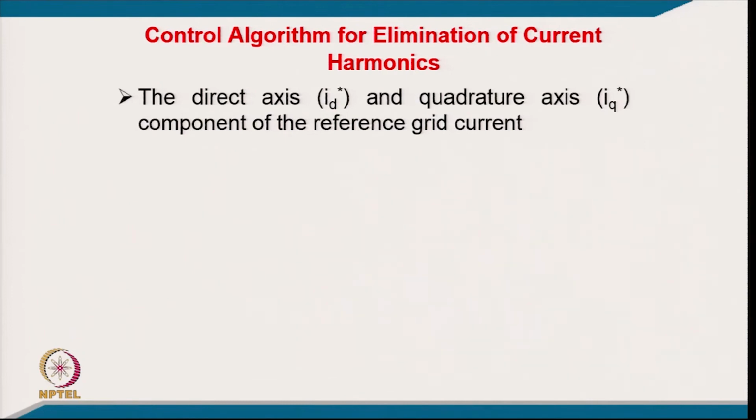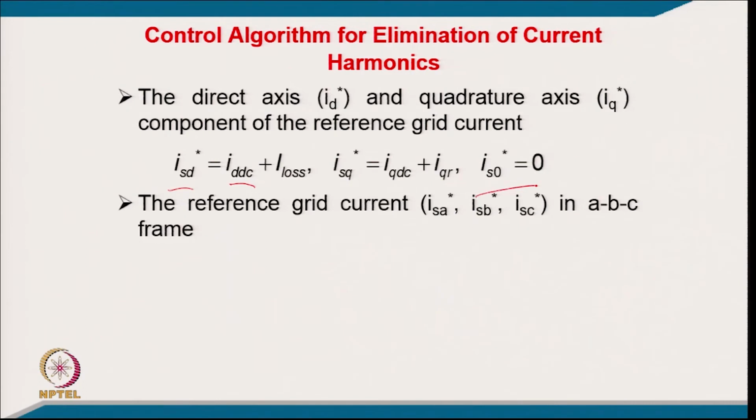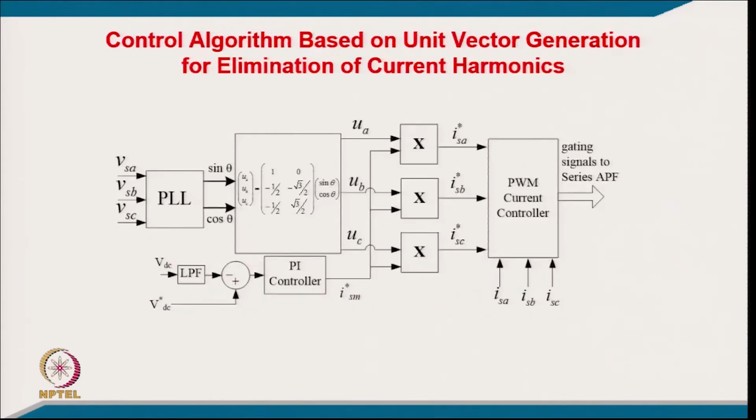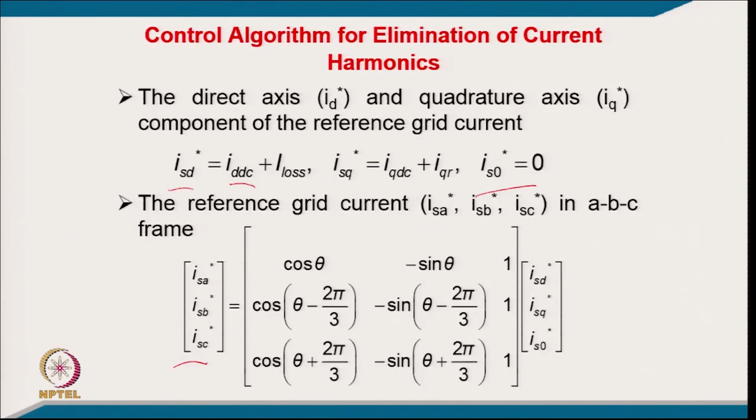So, the direct axis and quadrature axis current components of the reference grid current are now ISD star equal to IDDC from the load part plus the PI controller output, and ISQ star is again from the load part plus the PI controller output, and the zero sequence will be 0 in that case. Now the 3-phase reference grid current in the ABC reference frame is taken from the DQ0 transformation using the reverse Park transformation to get the reference grid currents ISA star, ISB star, ISC star. That is typically the control of the series active filter for eliminating the harmonics in a voltage fed kind of load.